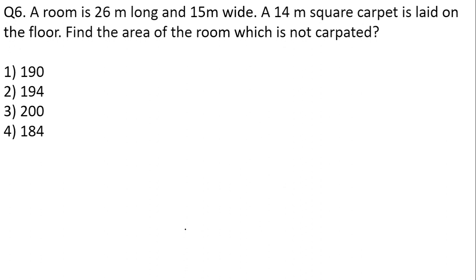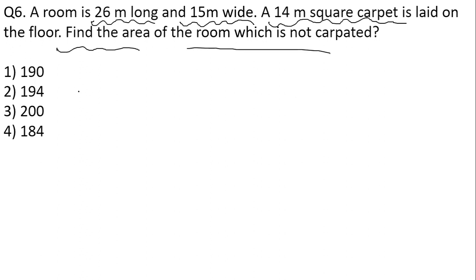Moving on to the next question. Now, the next question is talking about a room whose dimensions have been mentioned. That is, a room which is given is 26 meter long and 15 meter wide. A 14 meter squared carpet is laid on the floor. Find the area of the room which is not carpeted, is the question.